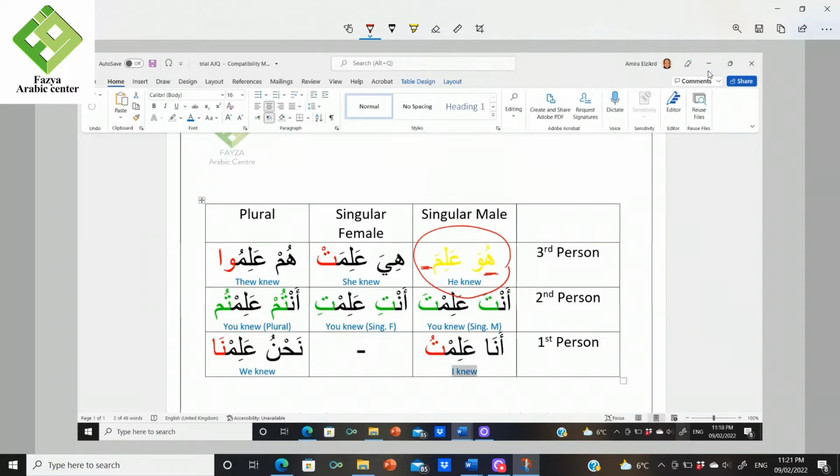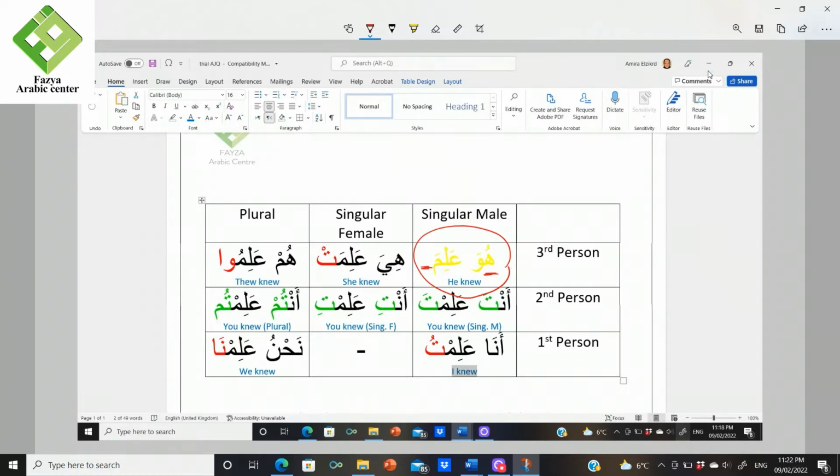So huwa is all the time the same. Nothing is being added at the end of the verb, regardless of the verb. So whenever I have the verb like this, the original form of the verb without anything being added at the end, without any of the endings of the past tense, then it is huwa right away.